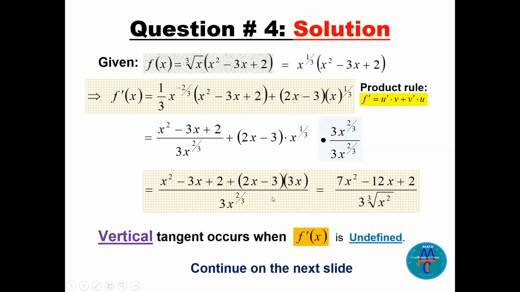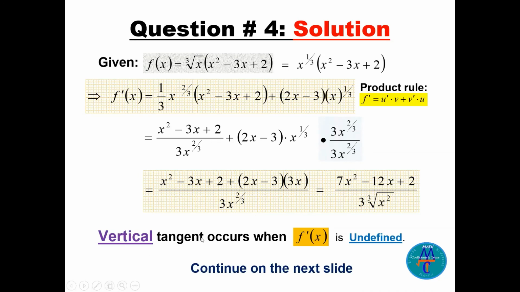So now we can add easily x squared minus 3x plus 2. Here we multiply 3x, 2x becomes 6x squared, and there is x squared, becomes 7x squared, minus 3 times 3x, minus 9x, and there is minus 3, becomes minus 12x, and plus 2, over 3 cube root of x squared. This is the derivative now. See, the whole idea in the question is the derivative.